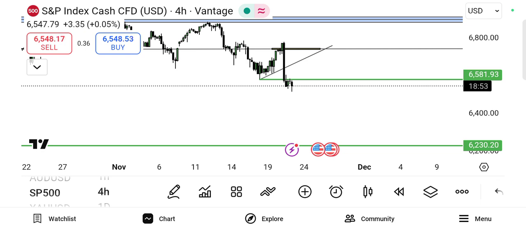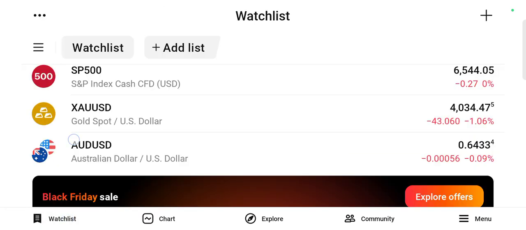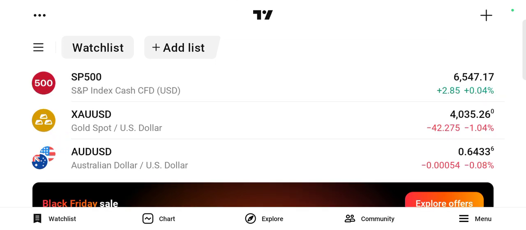So this is all I'm saying on all these pairs. As you can see, these are my new watch lists. Each time I get very nice opportunities, I delete the older pairs from my watch list, leaving only the pairs that are making sense. Because of what? Discipline.